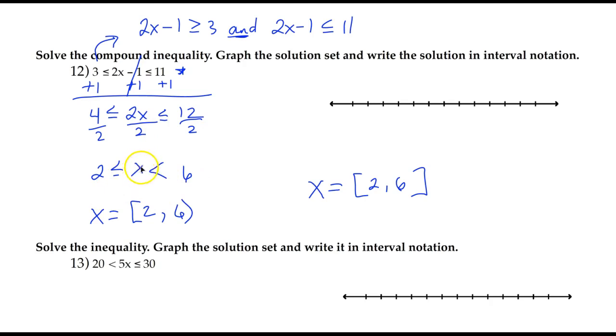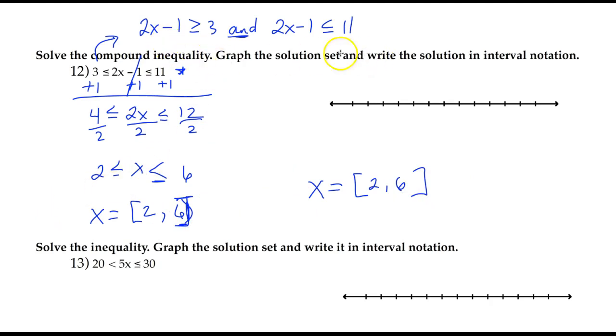So this compound inequality here is saying that this x value is going to be all real numbers from 2 until you get to 6. And 2 is included in the set, but 6 is not included. So that's what that would look like if I didn't have a less than or equal to sign here and just had a less than. So, of course, I put that back in, and now that changed to make it look like that.